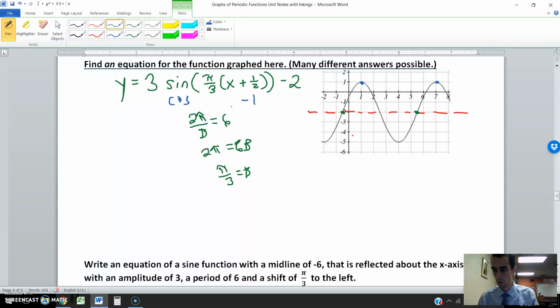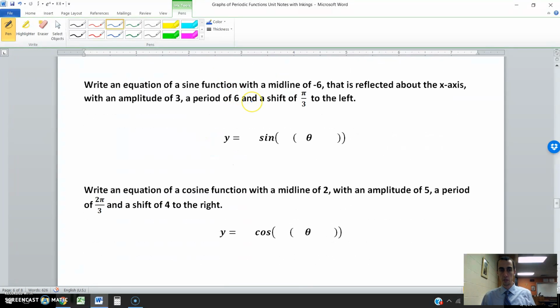Next up, scrolling down. We need to write 2 equations. Try to do them relatively quickly. So we see that there's going to be a midline of -6. Y equals -6. And minus 6 at the end. It's reflected about the x-axis, so we're going to have a negative sign in front of the amplitude number of 3. It's a shift of pi over 3 to the left, going left, so that's plus pi over 3 there. Next, the period is going to be 6.